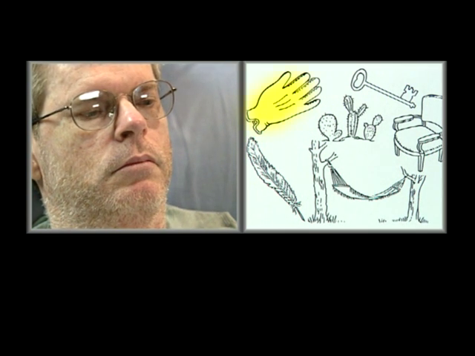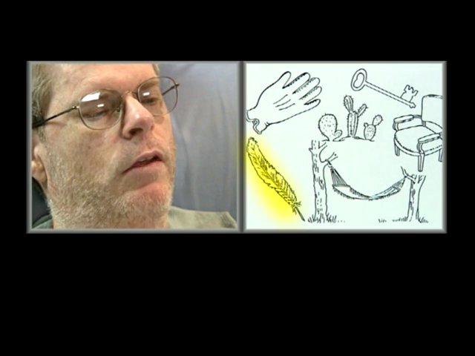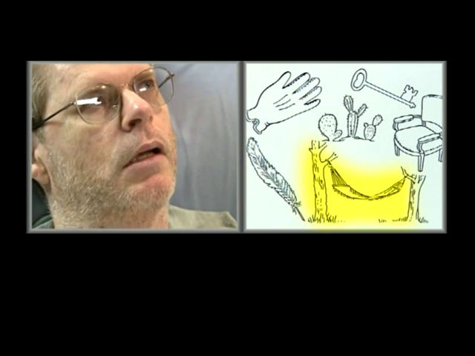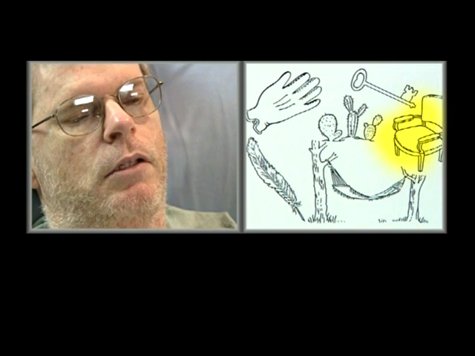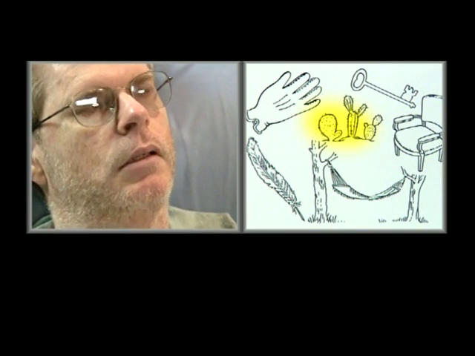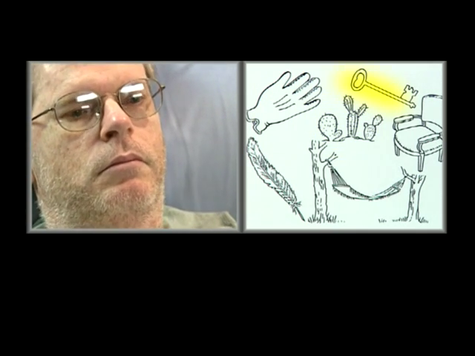Now I have some pictures. Can you tell me what that is right there? Glove. Okay, and that right there? Feather. Good, and this one? Hammock. Good. And this one? Chair. Mm-hmm. And this one? Cactus. Uh-huh. Yeah. And this one? Key. Good. That's great.